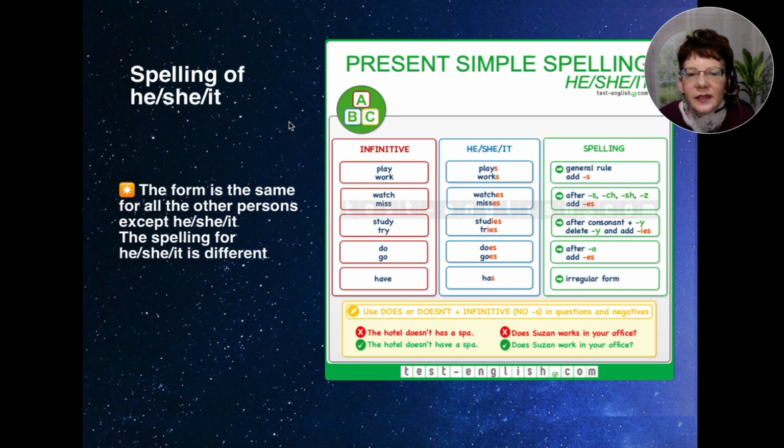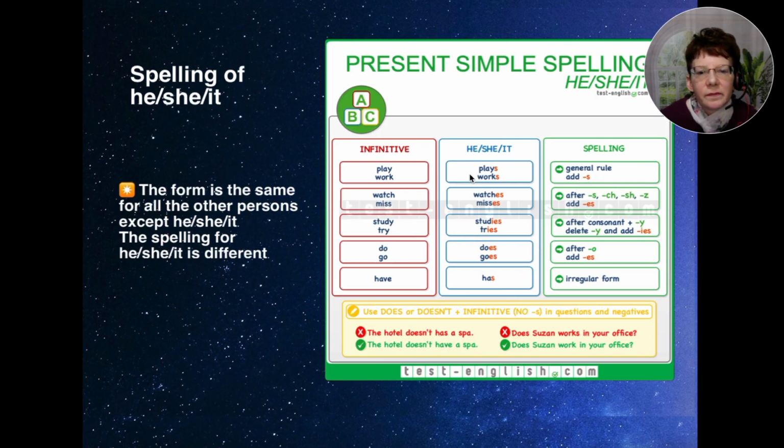Okay, let's look at the spelling when we use third person, he, she, or it. So the form here is the same for all other persons of the verb except for he, she, or it. The spelling is usually different. So we have examples of regular verbs here. So, for example, play and work. He, she, and it, right? We want to add an S. So plays or works. So that's a general rule.